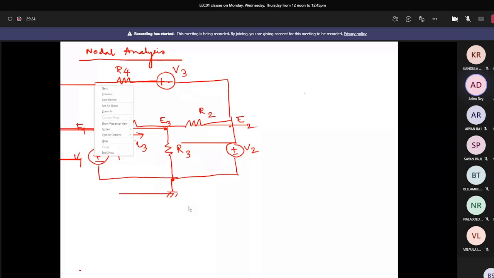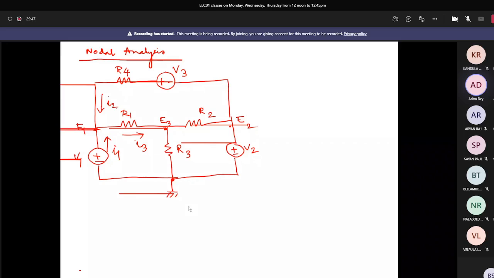So it will be a redundant node, which will not help you to solve it. Okay, so what you can do is take this as a node, but you have to take this as a ground potential. So one node you have to take as ground potential, either this or that. So let us discuss, then only it will be clear.